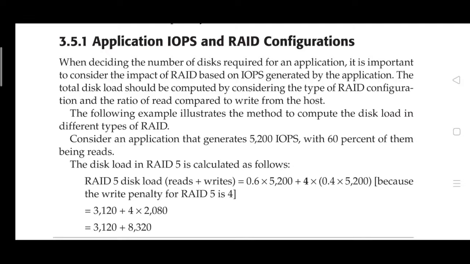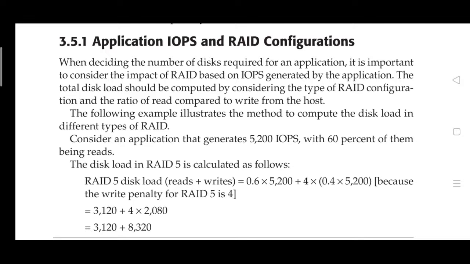Please try to understand, an application which generates, it's a huge application, maybe in terms of TBs or whatever, where 5200 input output instructions will be generated per second. That is given in the question, with 60% of them being read. 60% of them being read means what is the remaining percentage for write operation? Remaining percentage is 40%, isn't it?